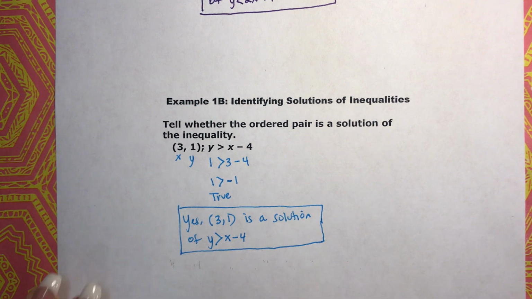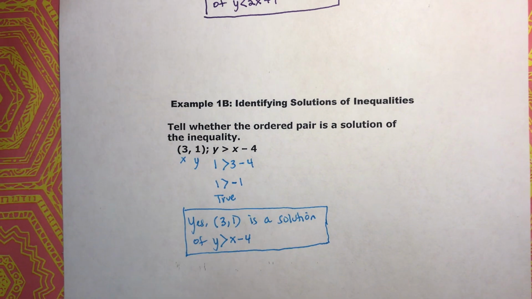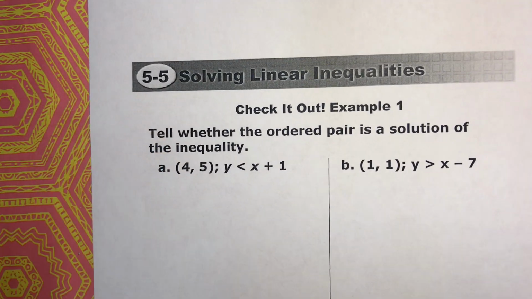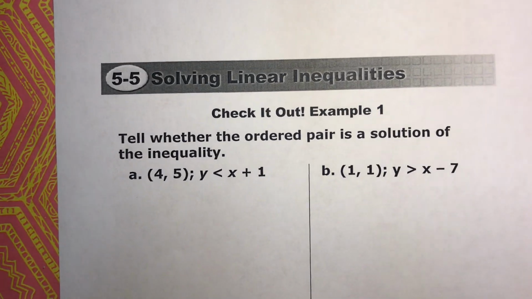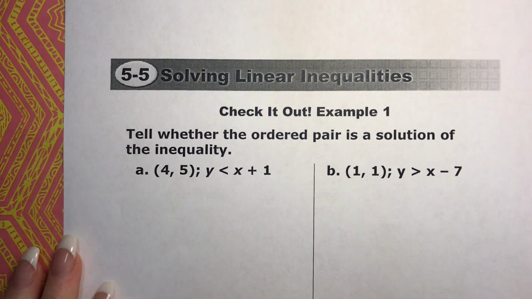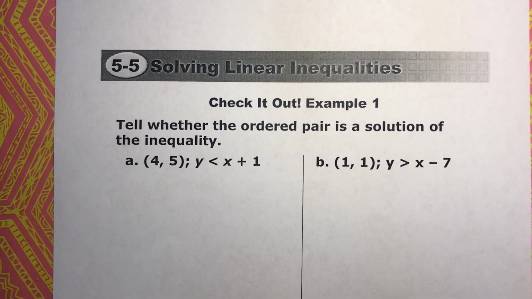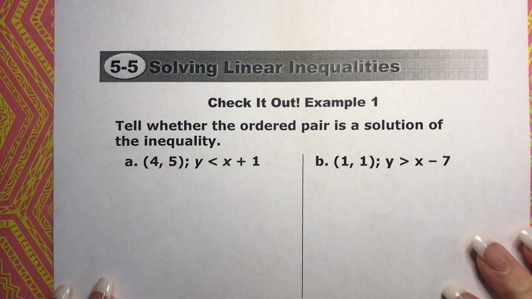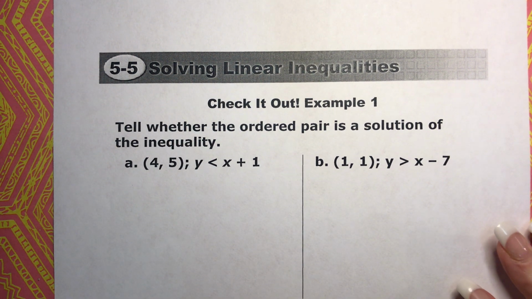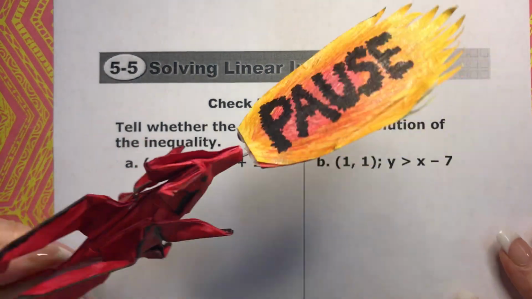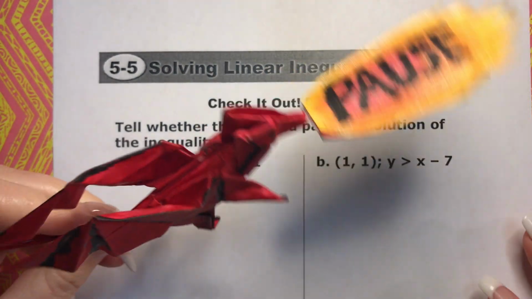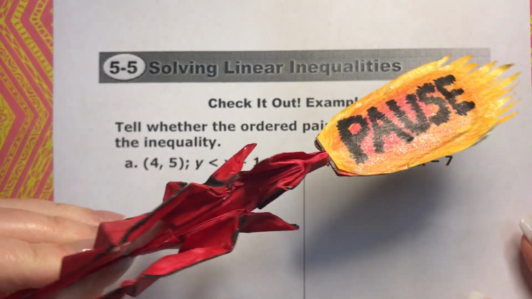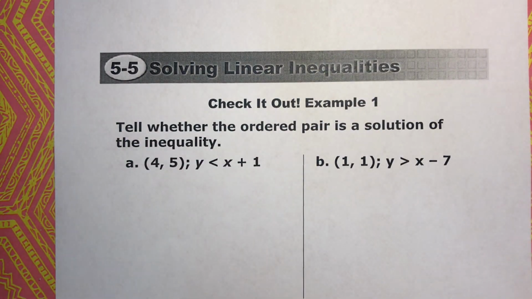So that's pretty much it. I know that you guys can do this. All right, let's move on to the next page. And this is a check it out, right? So this is really going to give you an opportunity to try to do this on your own. So there's A and there's B. Tell whether the ordered pair is a solution of the inequality. So here's my friend the pause dragon reminding you it's time to pause your device, work out A and B. When you get done, press play and we will discuss it. All right, see you in a bit.